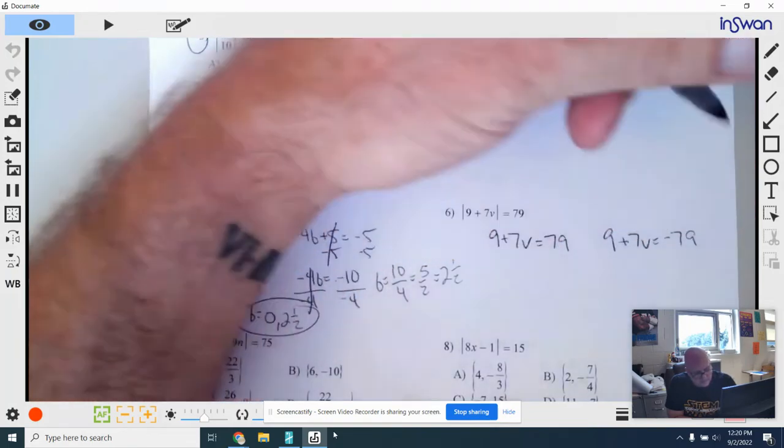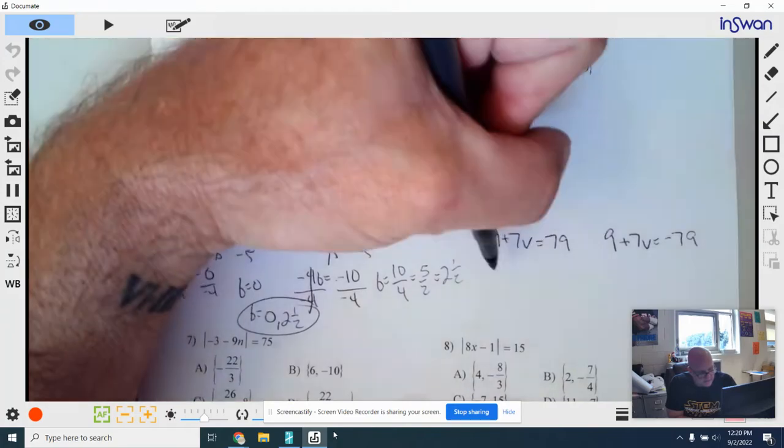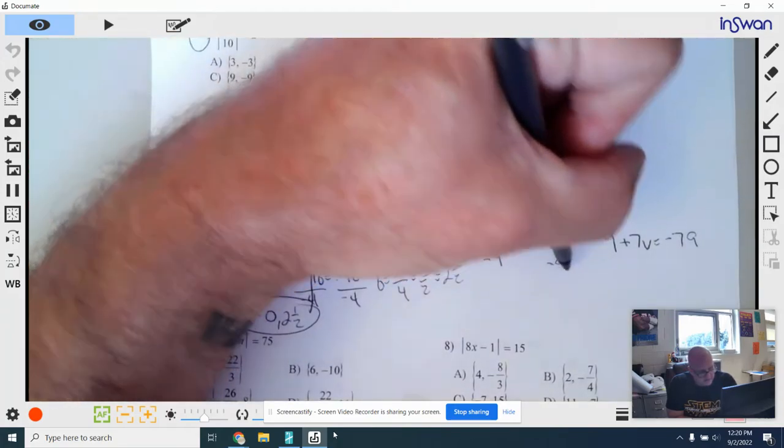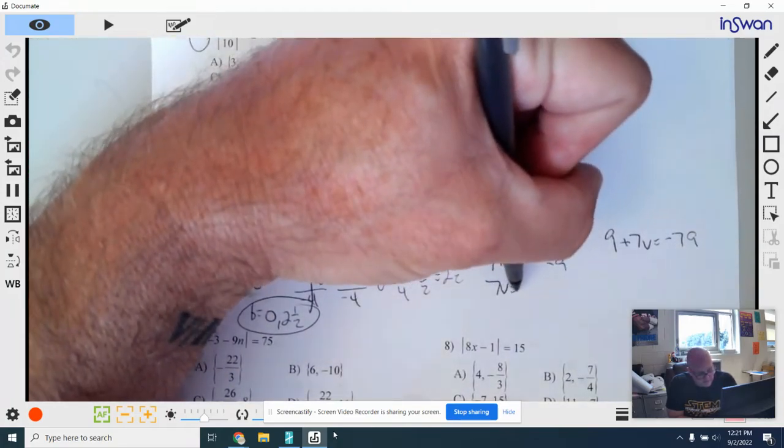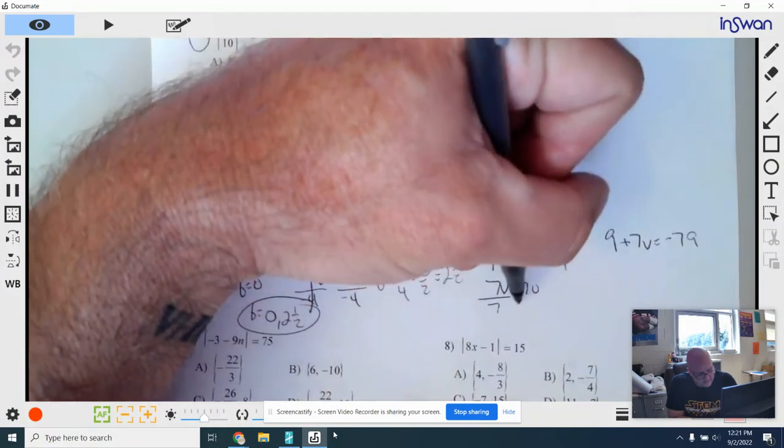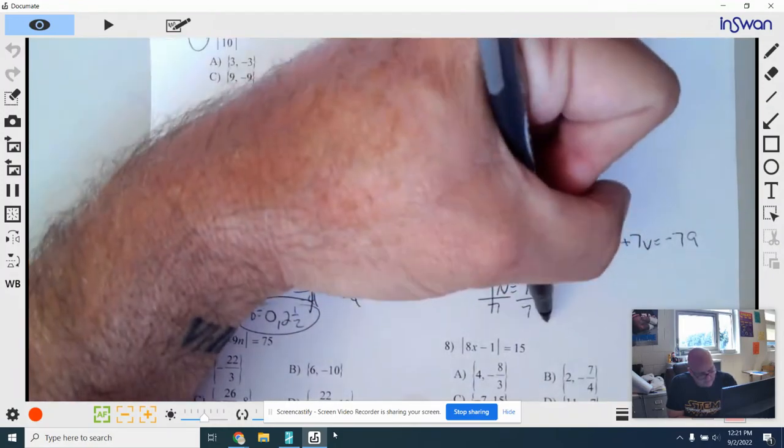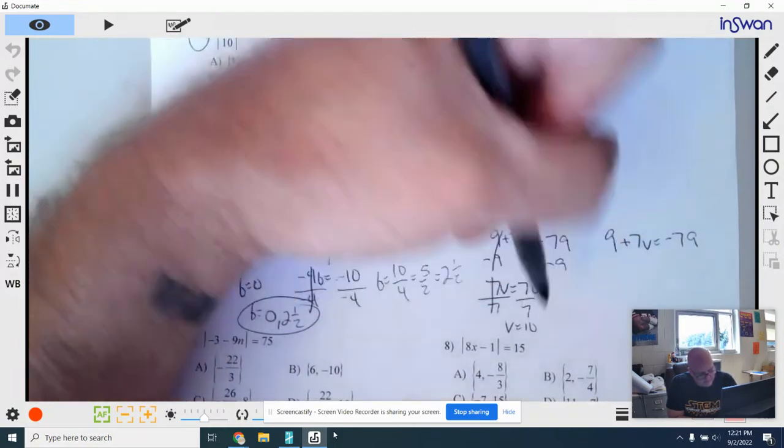And put our negative on there, change it to its opposite. There's our second one. All right, subtract 9, cancels. 7v is equal to 70. Divide by 7. And you get v is equal to 10.